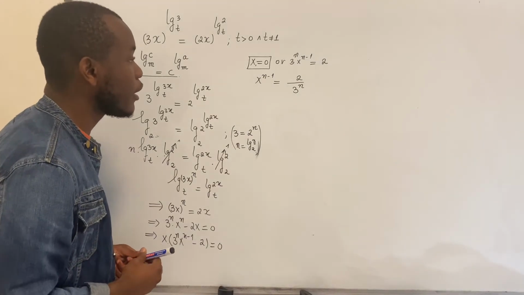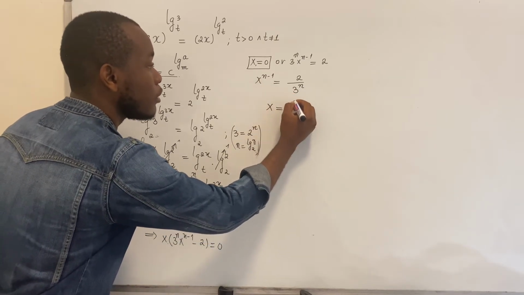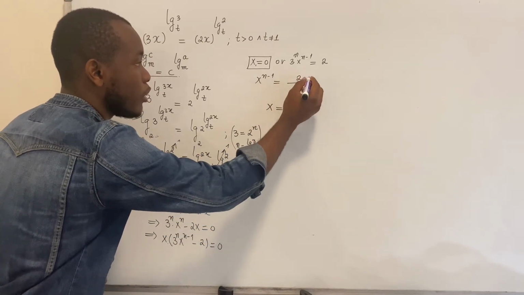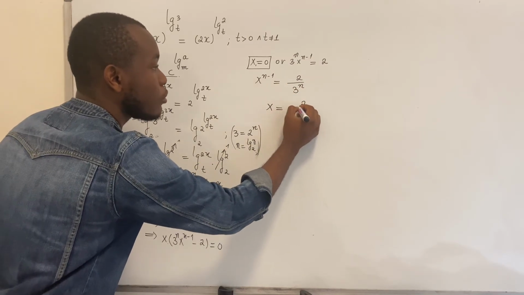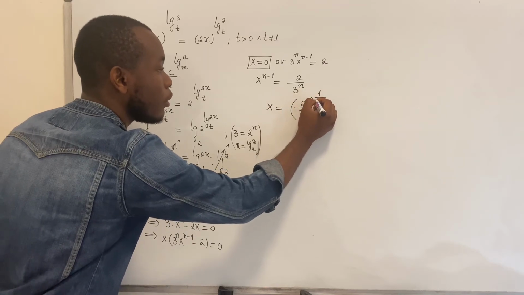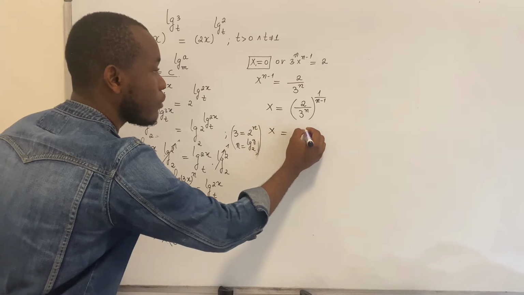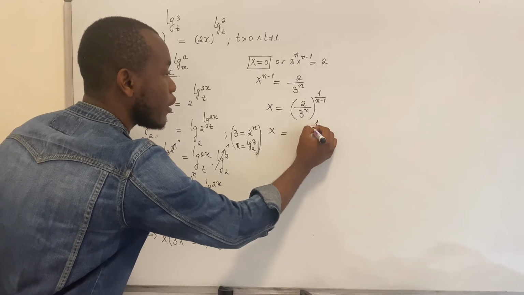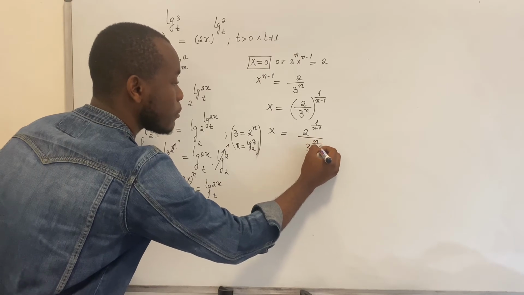So now we can isolate x. Isolating x, x will be equal to, we can just put the exponent 1 over n minus 1 on both sides. So we're going to have 2 over 3 to the power n, all to the power 1 over n minus 1. Which implies that we're going to have 2 to the power 1 over n minus 1 over 3 to the power n over n minus 1.